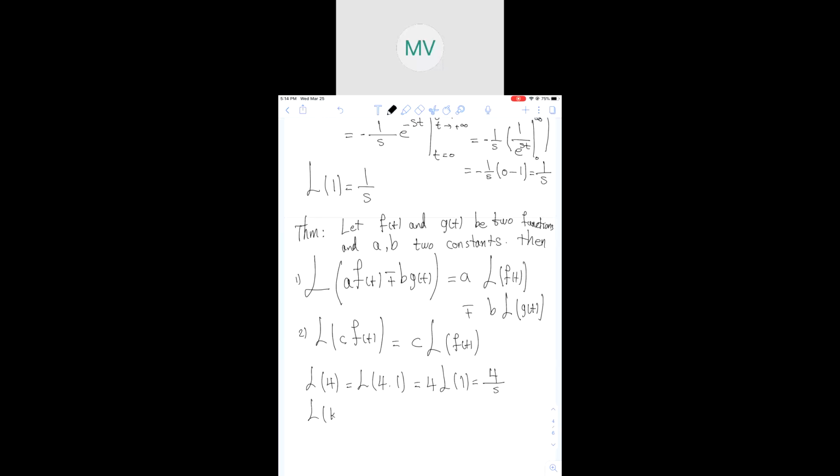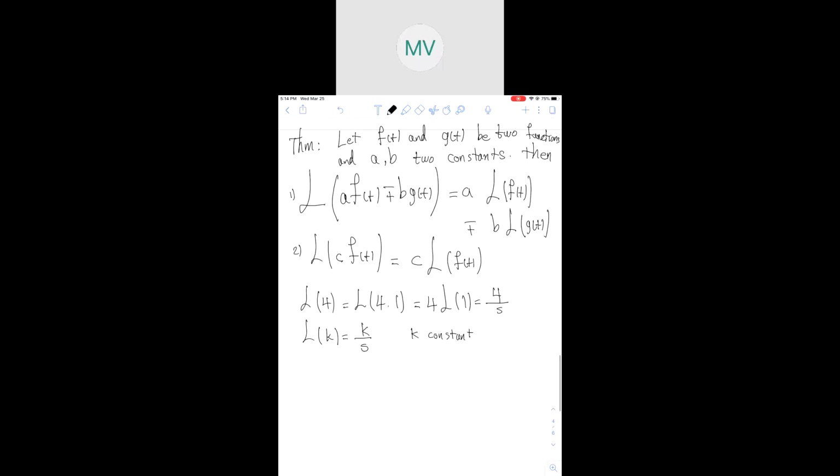So in general, one can say Laplace of k is simply k over s when k is a constant. All right, questions so far?